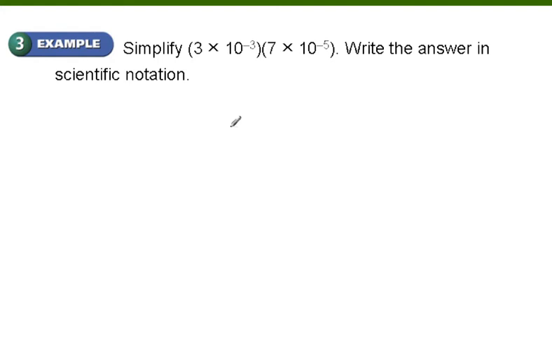Okay, the way I did this as a kid was I did 3. It says negative 3, so that means I have to go this direction to make it smaller. 1, 2, 3. So now we have 0.003. 7 times 10 to the negative 5. So we have 7. And we've got 1, 2, 3, 4, 5.